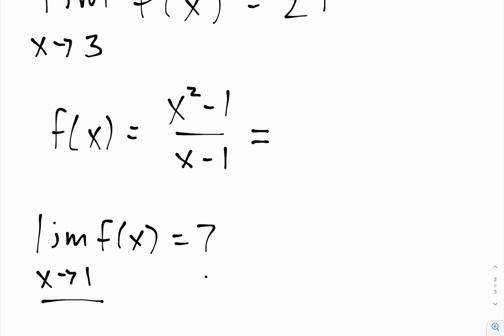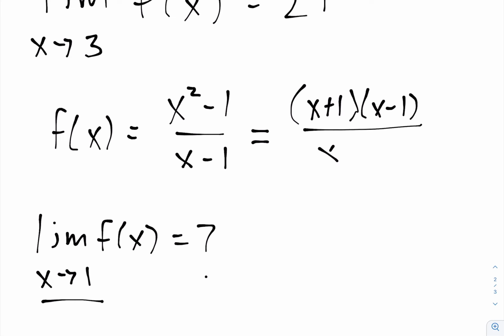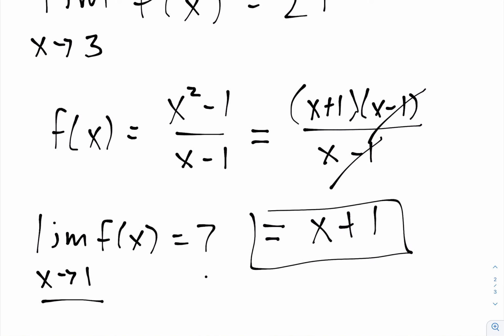Well, first, in order to graph it, we should probably factor the top and the bottom. So this is a difference of squares. If we factor x squared minus 1, it's going to be x plus 1 times x minus 1, right? We see an x minus 1 on the top and bottom, so we're just going to get x plus 1. So the function doesn't equal x plus 1, but it closely resembles it, and it has a point of discontinuity at x equals 1.